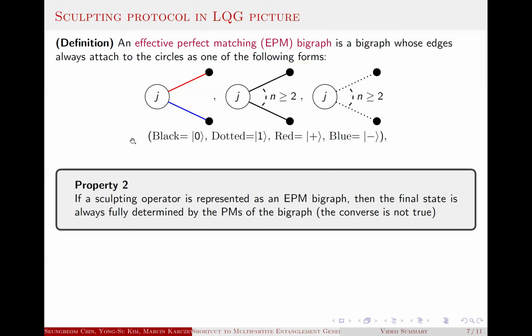And the nice property of the EPM bigraphs is stated as property 2, which is, if a sculpting operator is represented as an EPM bigraph, then the final state is always fully determined by the perfect matchings of the bigraph. The converse is not true. So it means that all the EPM bigraphs satisfy the no bunching restriction, but there are also some bigraphs which are not EPM bigraphs, but satisfy the no bunching restriction.